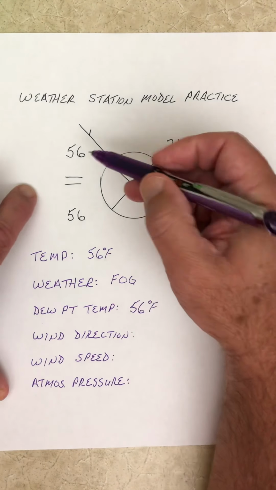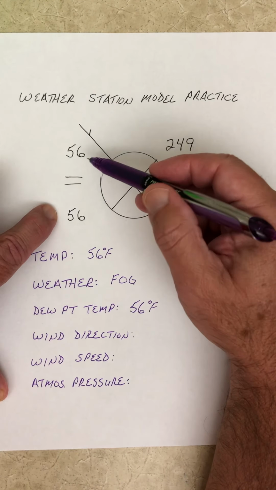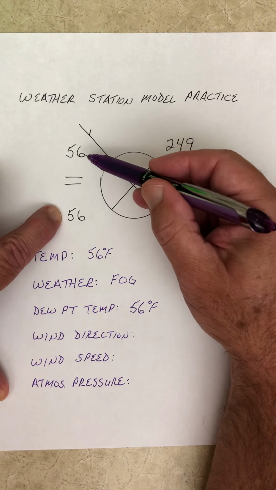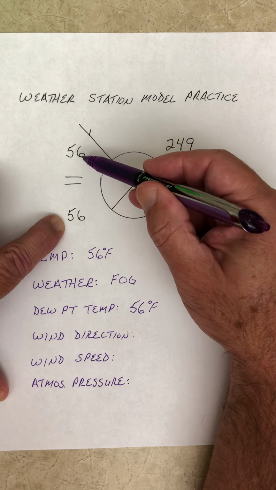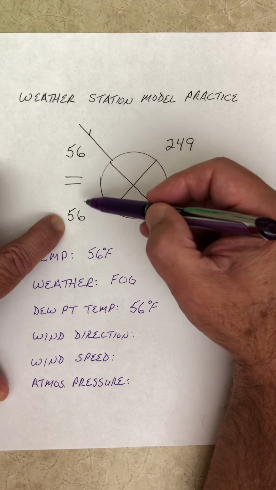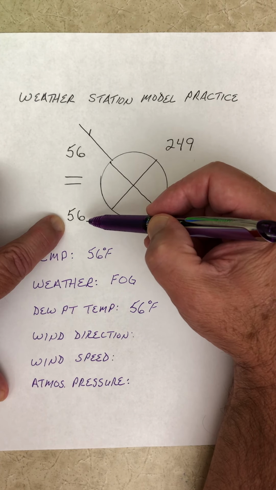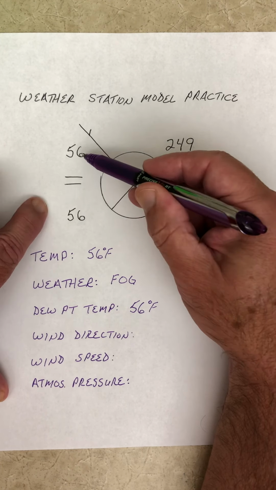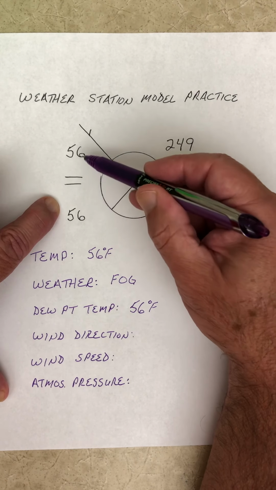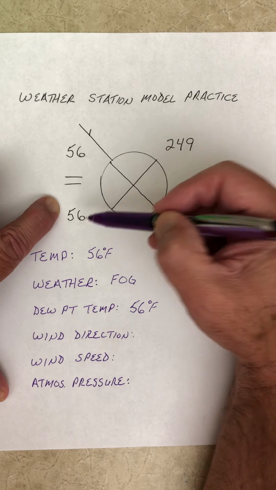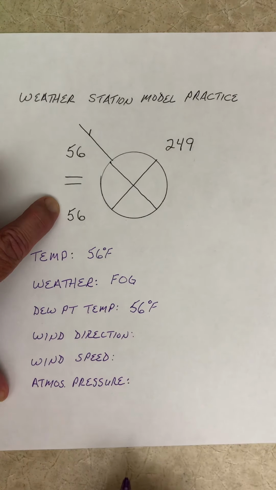Remember, we look at the difference, the distance if you want to put it that way, between the temperature and the dew point temperature. The bigger the difference between the two, the drier the air is, the lower the relative humidity. The smaller the difference, the higher the relative humidity. And if the temperature and the dew point temperature are equal, then the relative humidity is 100%.